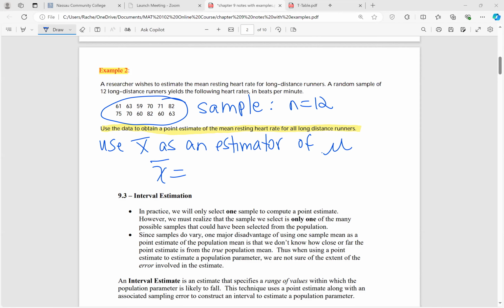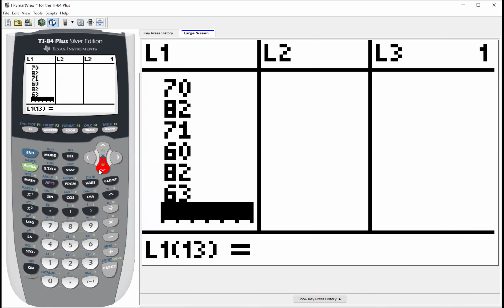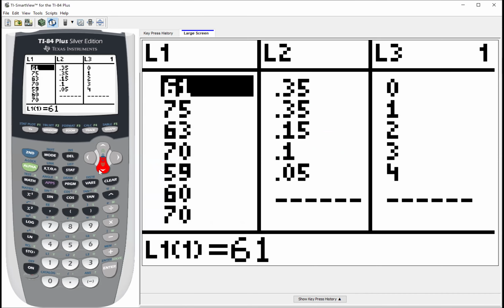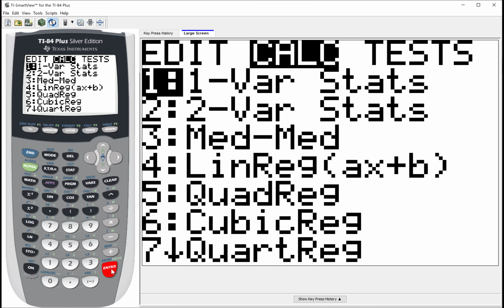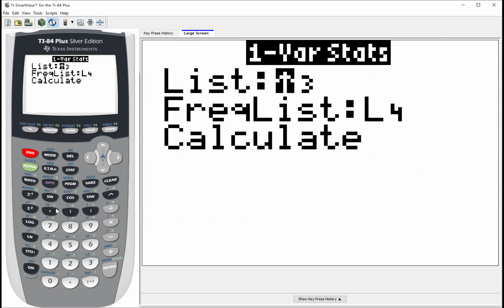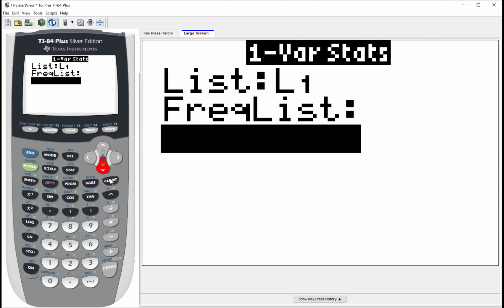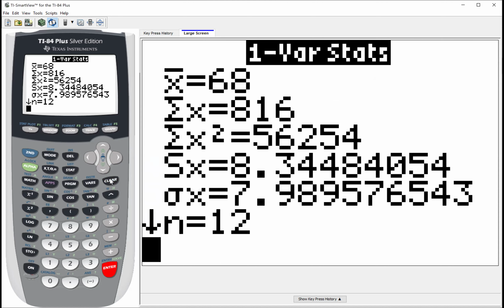I already entered the list into my calculator. So I have all these heart rates in L1. So we remember how we do a one variable stat. We press stat, we go over to calc, we choose one var stats. List should be, for me, L1. You put whichever list you used. Now remember, frequency list has to be empty. So just clear that out. Make sure there's nothing under frequency list. And then we could calculate.